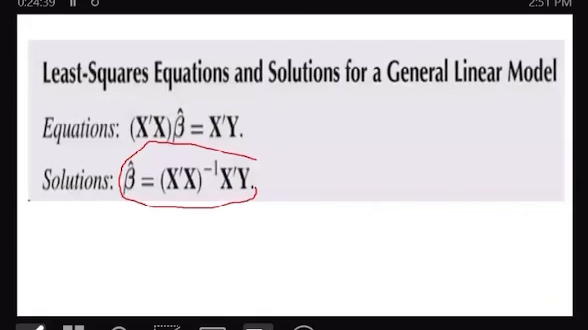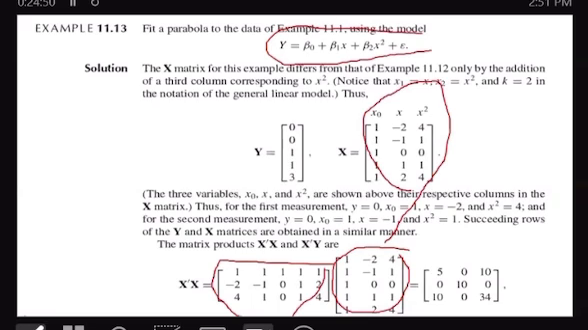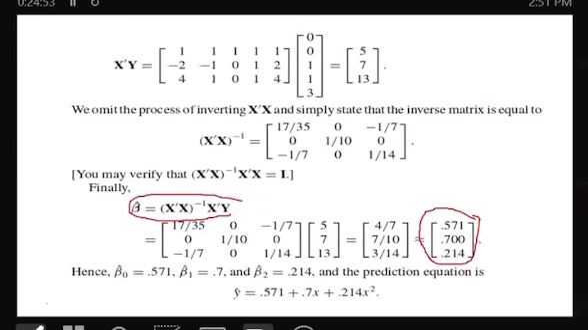Okay, here the intercept is 1. Initially, the beta 1 is 0.7. Now, when we incorporate the quadratic effect, the intercept changes from 1 to 0.571. The slope still remains the same, and we now have a quadratic term. Of course, further analysis needs to be carried out to see whether the quadratic effect is significant. So we're still going to talk about all of that.